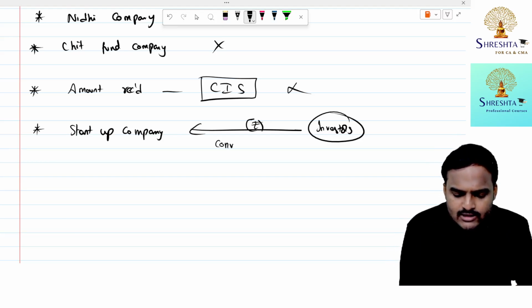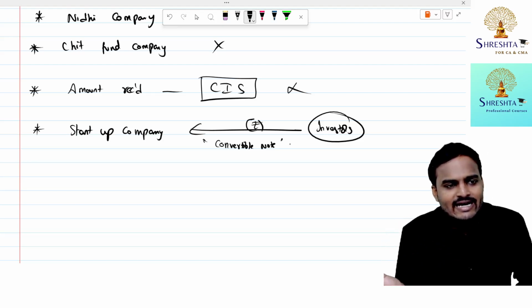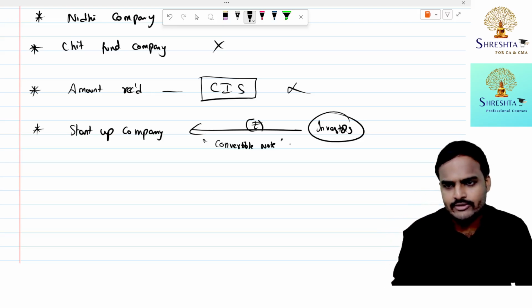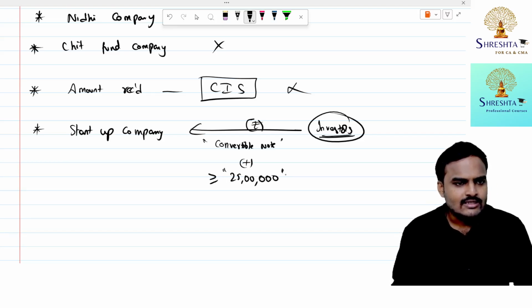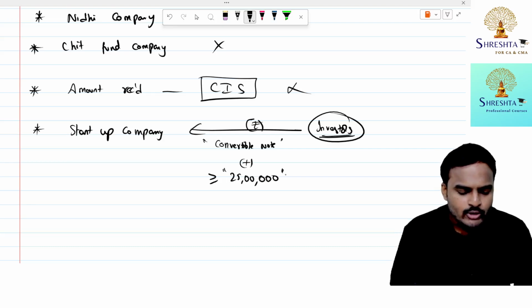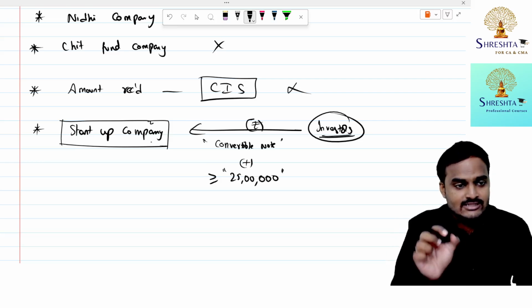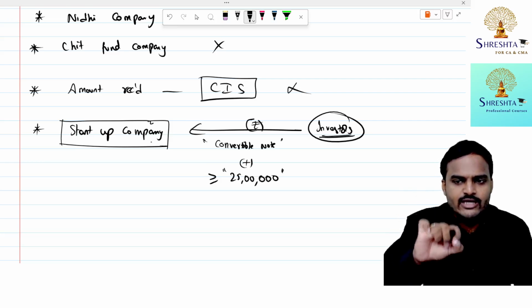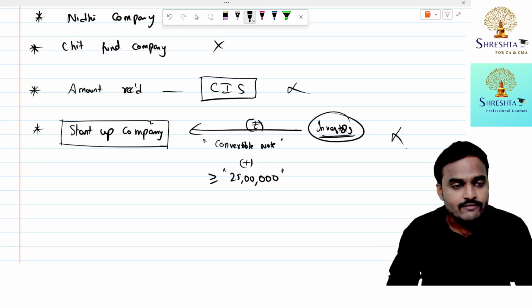Suppose they are giving a convertible note. It is not an equity share, preference share or debenture. So this note, in future, investor can convert into equity. And the investor is depositing an amount not less than 25 lakhs. Then also it is not treated as deposit. Amount received by the startup company exceeding 25 lakh rupees under a single transaction, in a single transaction, if startup company is receiving 25 lakhs or more and company is issuing convertible notes, then also it will not come under the definition of deposit.